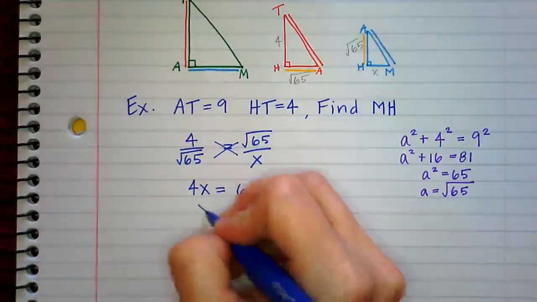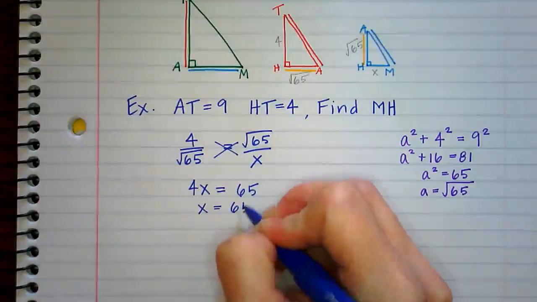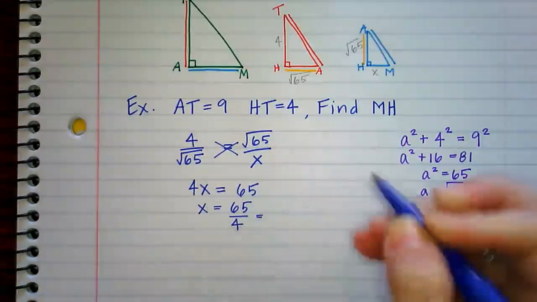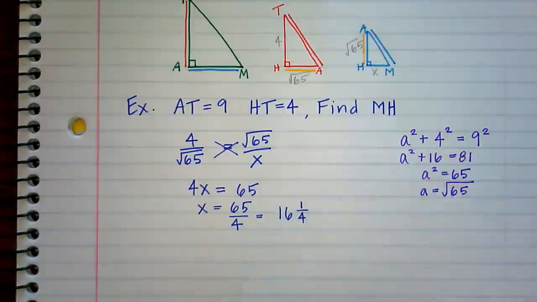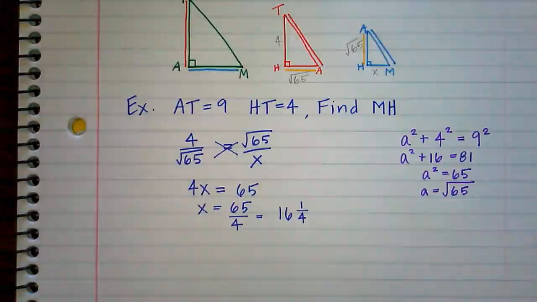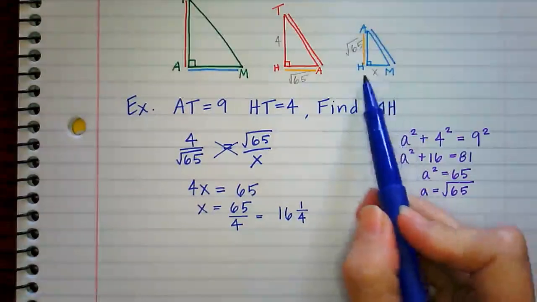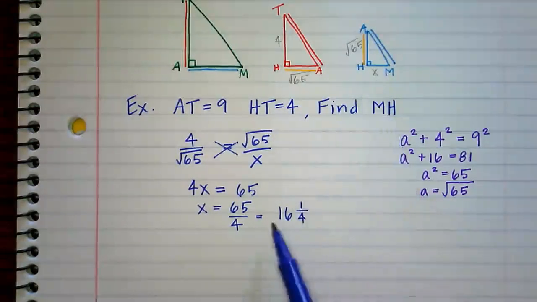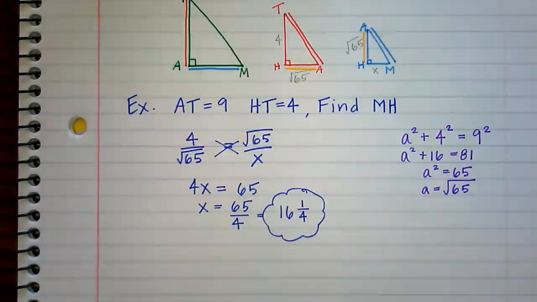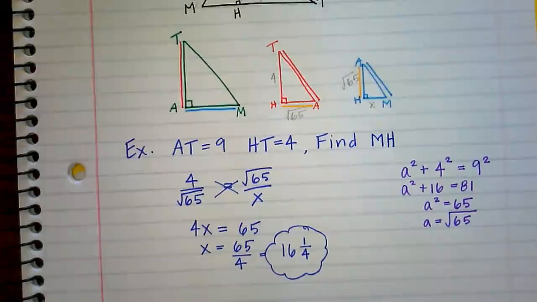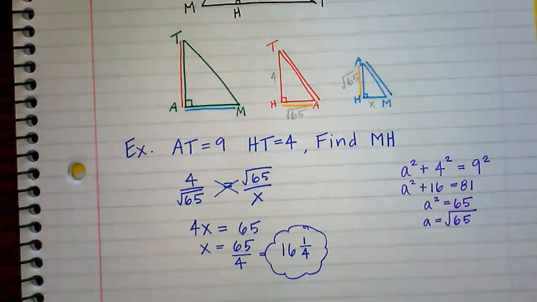So divide both sides by 4, so we get 65 over 4, which is the same thing as 16 and 1/4. So now I know that MH, which is right here, which is our missing side, is 16 and 1/4. So that would be the worst case if you were working with the right triangles where you had to use Pythagorean theorem in order to even set up a proportion.